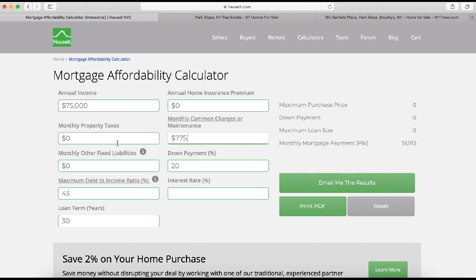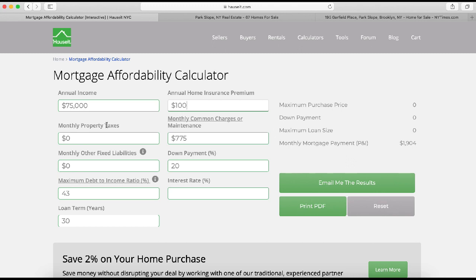So this is a co-op, so there will be no property taxes, so we'll leave that as 0. And then for a home insurance premium, you can estimate this. Typically for your standard apartment in the city, it will be anywhere from $1,000 to $2,000 a year. So a fairly conservative assumption, unless you're buying an ultra high-end property, would be around $100 a month. And again, when we put in that home insurance premium, it's reducing ever so slightly the maximum mortgage payment that we can qualify for on a monthly basis. So this is starting to paint a pretty good picture of what you can afford.